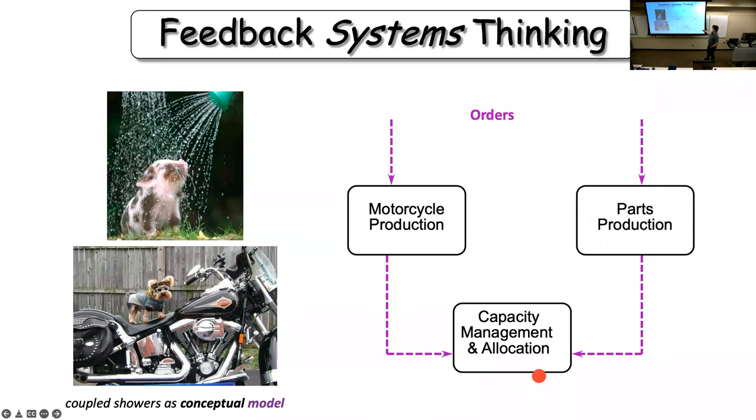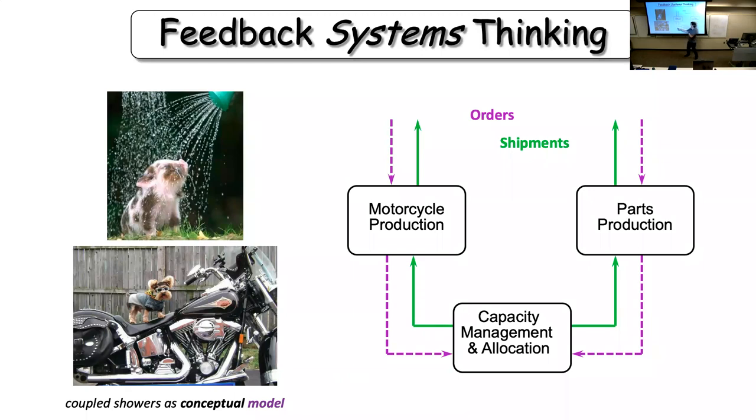Now, these two parts of the company are linked by a single area of capacity management and allocation. In other words, there's a single pot of money that sources the needs for both sections of the company, and resources and so on. So orders come in and resources go out, and then hopefully shipments go out. But you can't make the shipments in the motorcycle production until you get the cash to build the motorcycle.